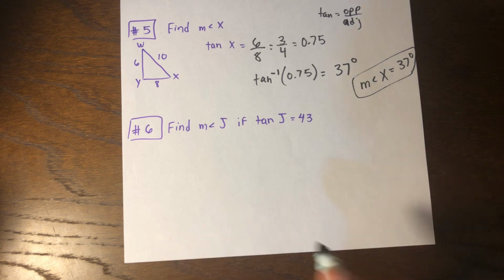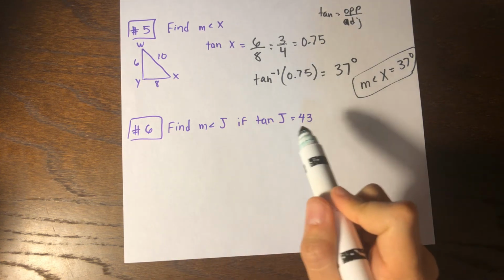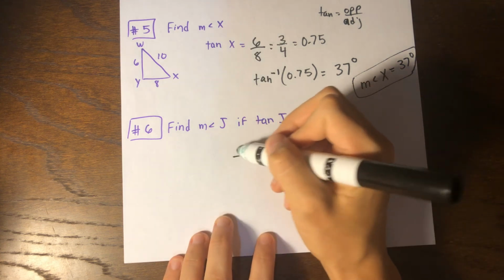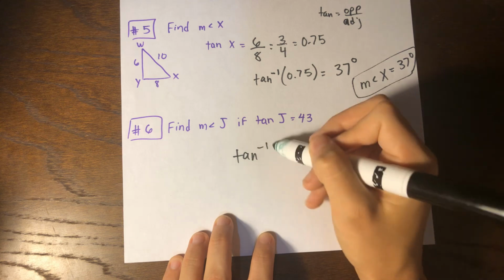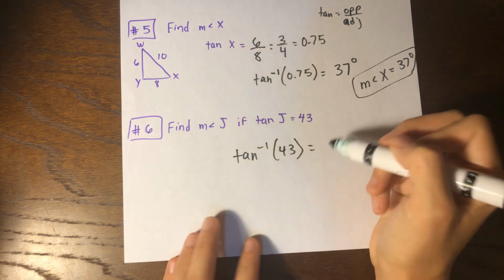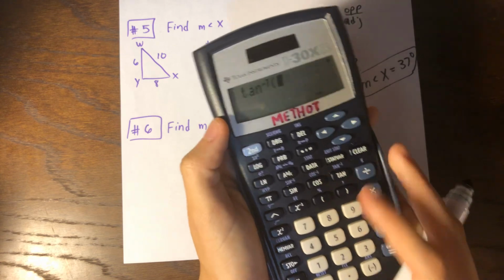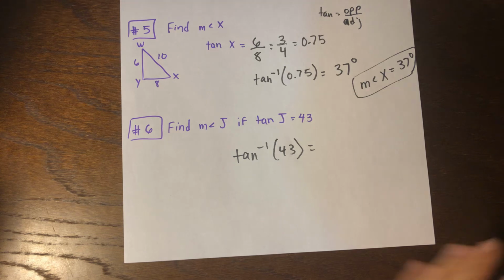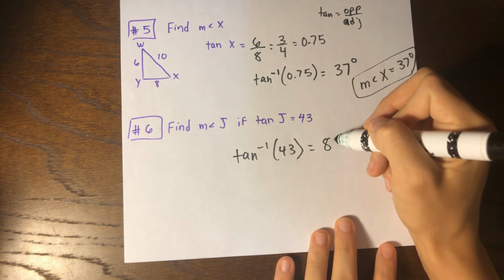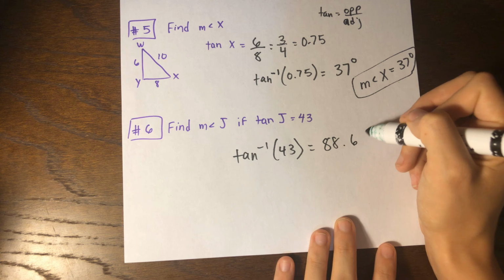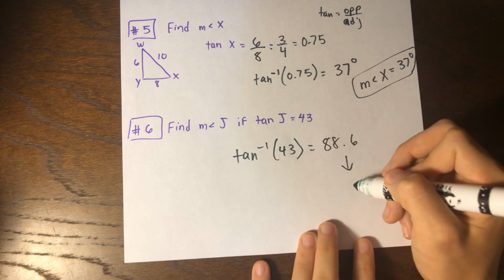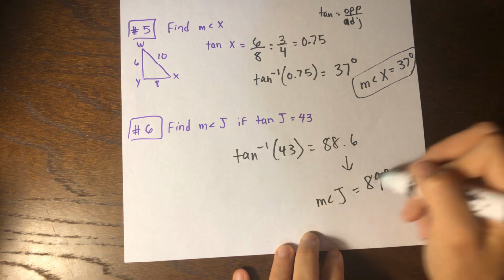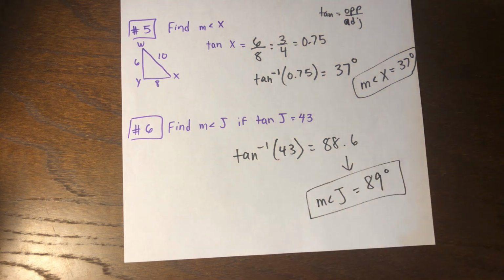This time we're not given a triangle. It says find the measure of angle j if tan j is 43. So they already give us what tan j is. So all we have to do is take tan -1 of 43. Okay, so again, tan -1 of 43, plug it into the calculator, hit enter, we get 88.67. So we got 88.6, right? And we're going to round it to the nearest whole number. So the measure of angle j is 89. Okay? Just like that.